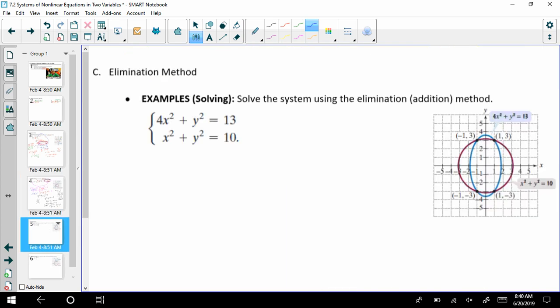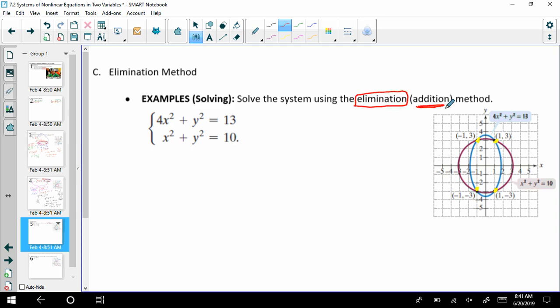Okay, let's try another one. Now this time, oh my, look at the graphs here. So if I look at what's been graphed, how many answers is this one going to have? And you should be saying 4. They intersect 4 times. This one's going to have 4 solutions. And again, you won't have the picture of the graph, but I wanted to show you visually how something could have 4 answers. Now this time it wants me to use the elimination method.